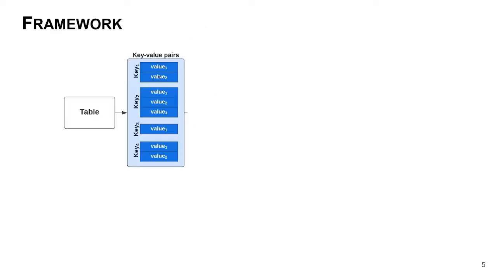Now, what is our framework? So we have a table. A table consists of key-value pairs. For example, here key 1 has value 1, value 2, key 2 has value 1 to value 3, and so on. And then we made a set of all values that contains, for each key, the possible values that could be there.